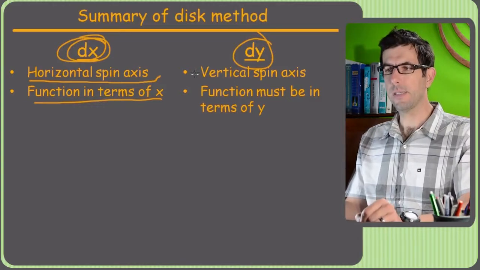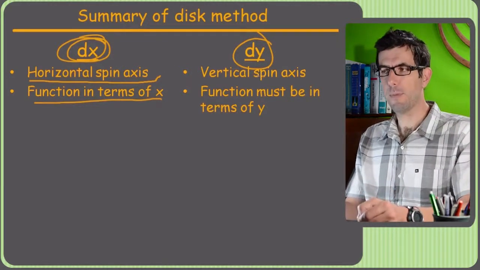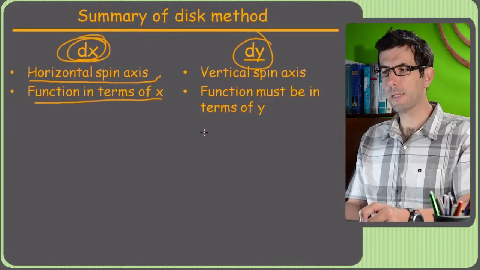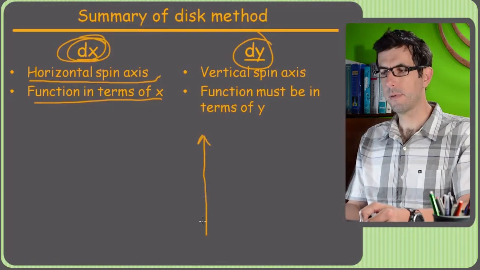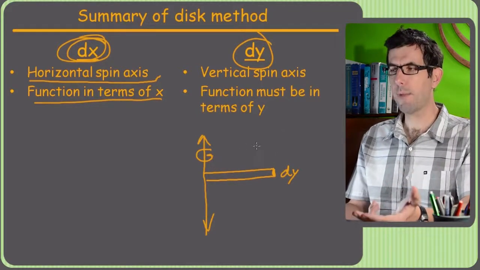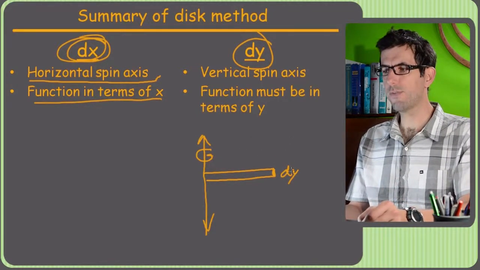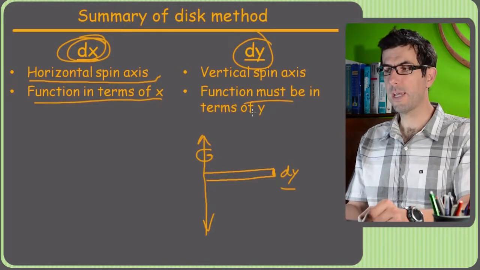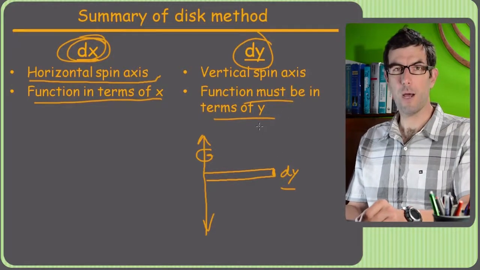Y is just the opposite. Instead of a horizontal spin axis, you have a vertical spin axis. Because if you have a vertical spin axis, you're going around, then that means your representative rectangles, in order to create disks, have to be horizontal, which means their thickness, this little distance, is in the y direction. So it's a dy problem. And of course, if you're using dy, that means your function has to be in terms of y.